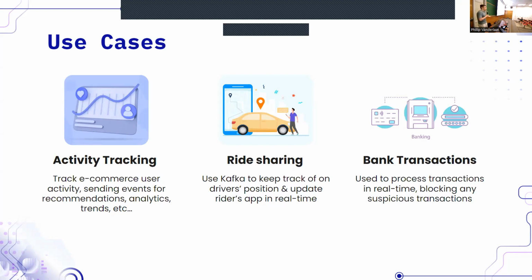I think they say that Uber is one of the largest deployments of Kafka in the world, and they use it in a lot of their stacks. And then bank transactions. I know a little less about this one, but apparently some banks use this for real-time processing. Then you can add on different services on top of that for fraud detection and stuff like that. So these are real-life use cases of Kafka that are being used today.